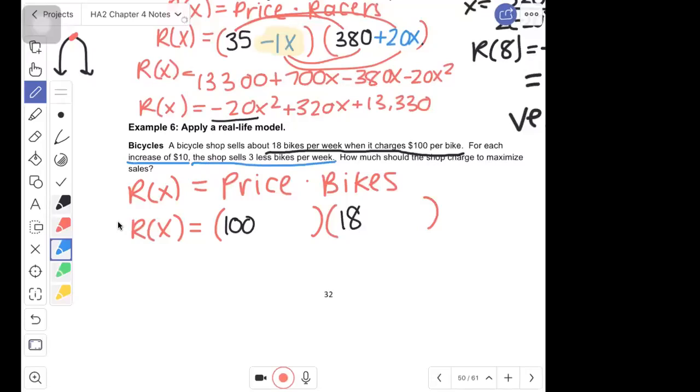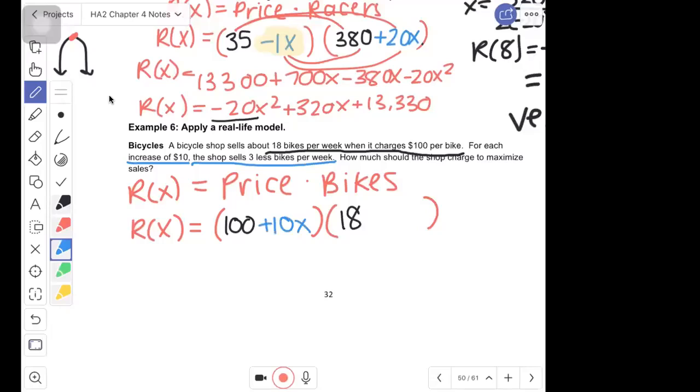So what should we add to the price part? Madison, if they're saying if we increase the price of a bike by $10, what should we add to that 100? Would you just add $10 to that? Yeah, and what else has to follow it? X. Yeah, because we could increase the price by 20. We can increase it by 30.